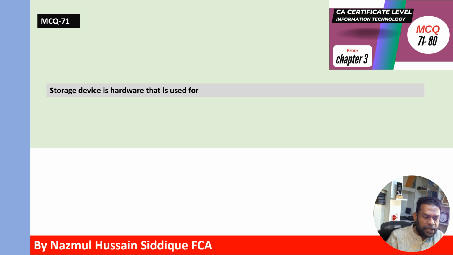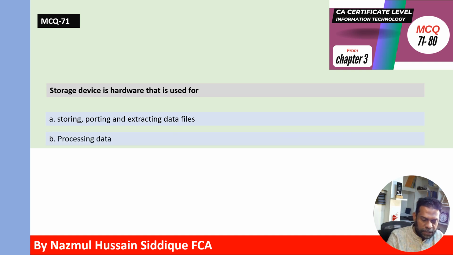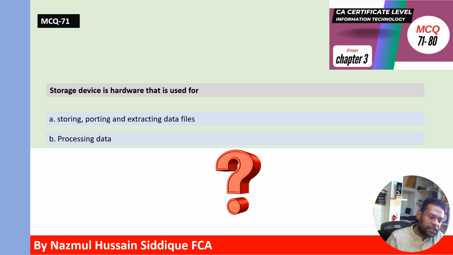Storage device is hardware that is used for option A, storing, porting and extracting data files, or option B, processing data. Which one is the correct answer? The correct answer is A. Storage device is hardware that is used for storing, porting and extracting data.